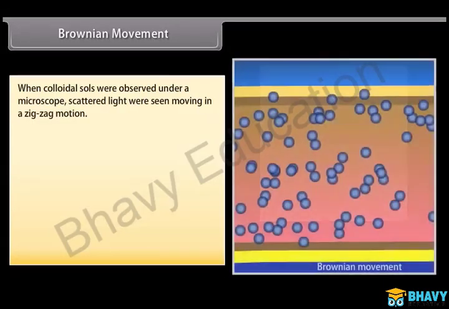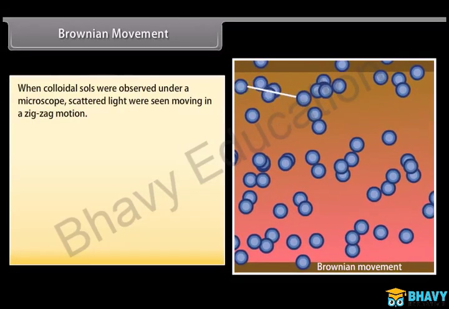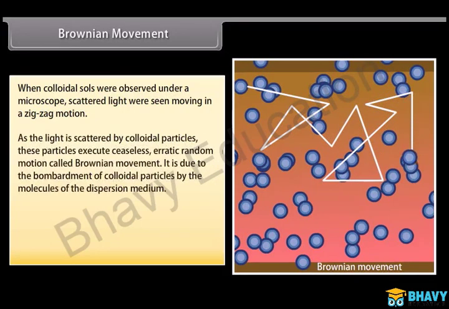Brownian Movement. When colloidal particles were observed under a microscope, scattered light was seen moving in a zigzag motion. As the light is scattered by colloidal particles, these particles execute ceaseless, erratic random motion called Brownian movement. It is due to the bombardment of colloidal particles by the molecules of the dispersion medium.